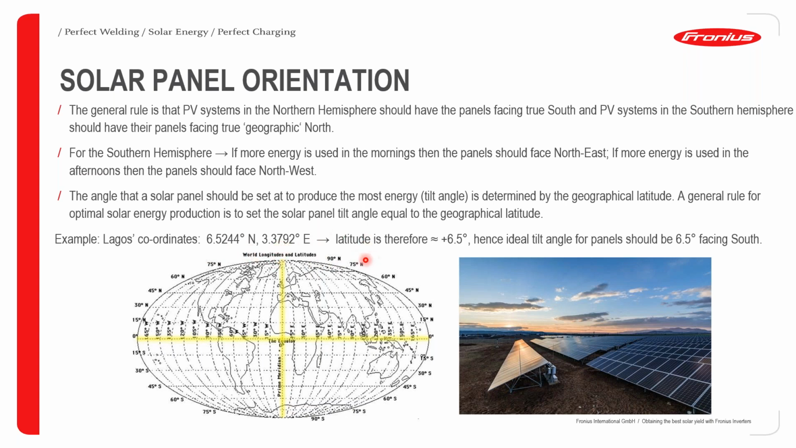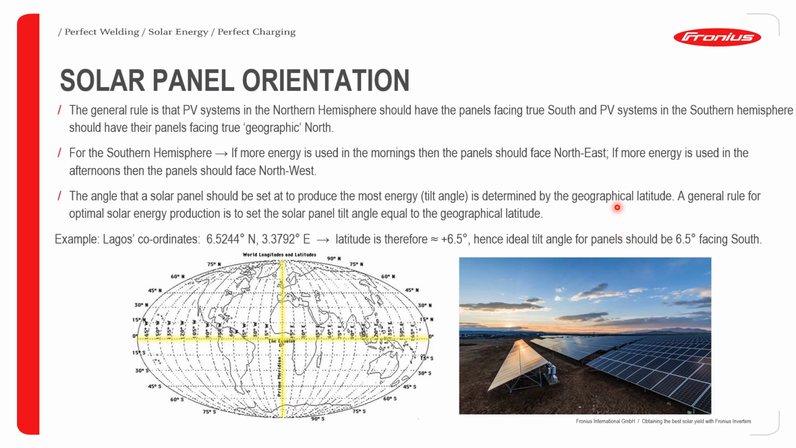So the latitude is actually approximately 6.5. Hence the ideal tilt angle for panels should be 6.5 degrees facing south. Since it's in the Northern Hemisphere, the panels should be facing due south.